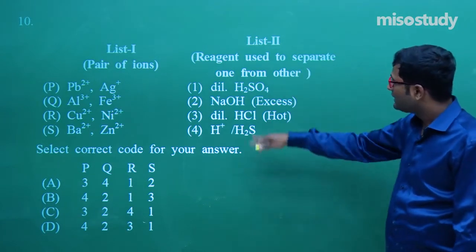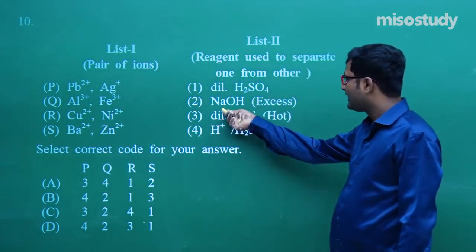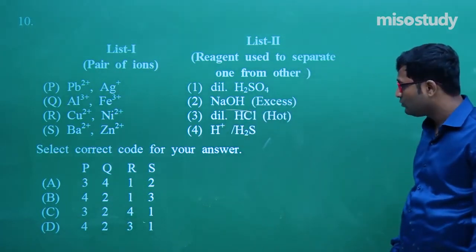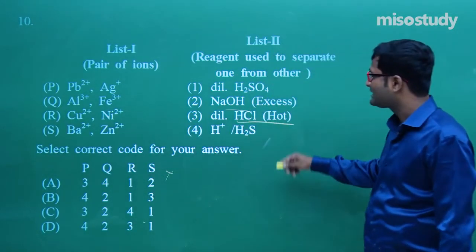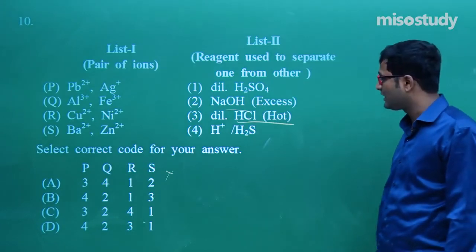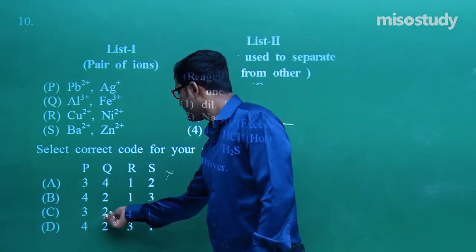So for this question, which pair? For Q, that is 2. Yes, this option is not correct. For P, with dilute HCl, PbCl2 and AgCl formation takes place. That is the third option, second option.